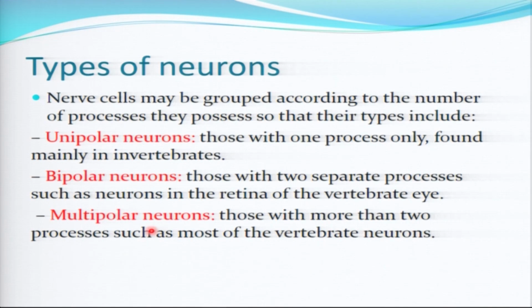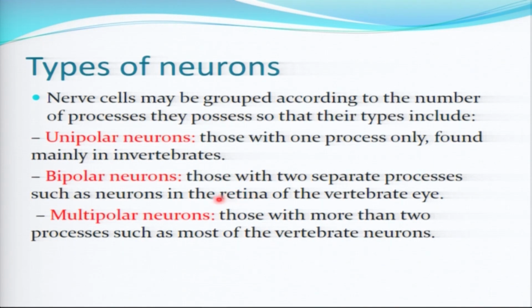How are they different? Unipolar neurons are those neurons which have one process only. They are found mostly in invertebrates. There is one process. So we're going to see what is that process. And then bipolar neurons, they have 2 separated processes. That's why they're called bipolar, meaning 2. Those bipolar neurons are mostly found on the retina of the eye. They are there just to carry the information to the brain.